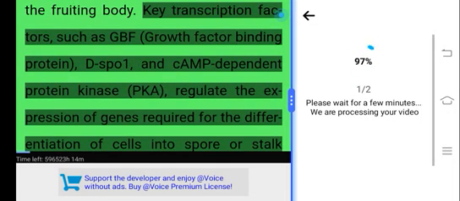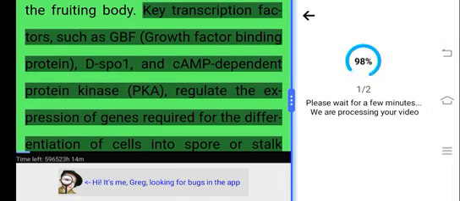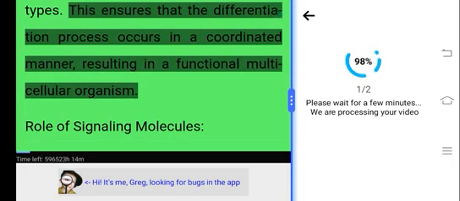Key transcription factors, such as GBF, growth factor binding protein DSPO1, and cAMP-dependent protein kinase PKA, regulate the expression of genes required for the differentiation of cells into spore or stalk types. This ensures that the differentiation process occurs in a coordinated manner, resulting in a functional multicellular organism.